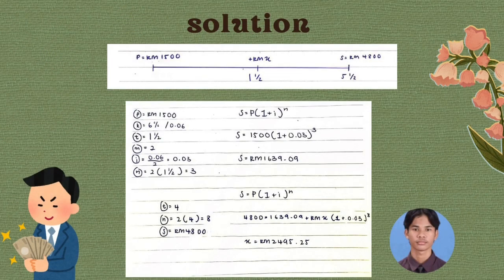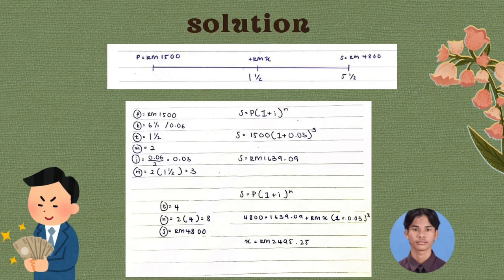Bismillahirrahmanirrahim. Now we will go to question 2. Based on the timeline given, RM X is the other deposit that she made into the account 1.5 years later. So we need to find the value of this deposit. Based on the information given in question 2, P is RM1500, interest rate is 6%, m is 2, t is 1.5 years, i is 0.06 divided by 2, we will get 0.03, n is 2 multiplied by 1.5 years, we will get 3.